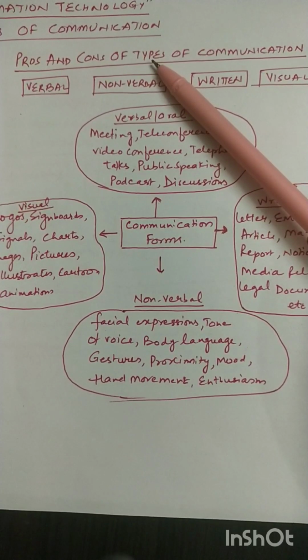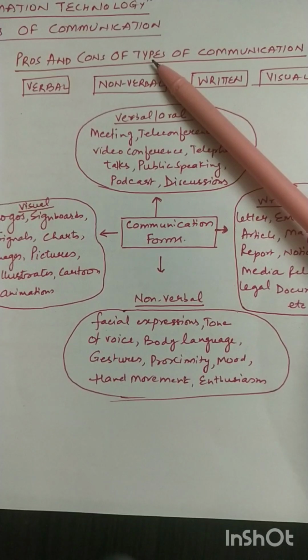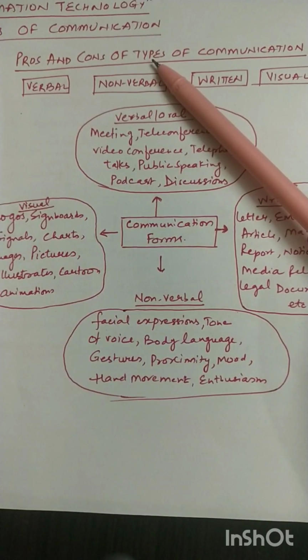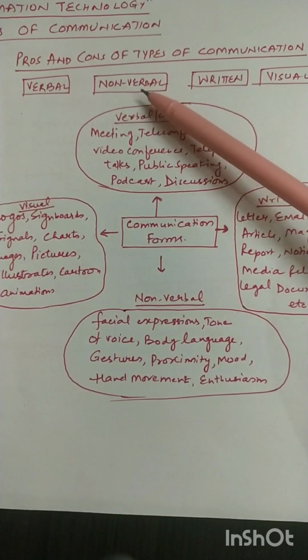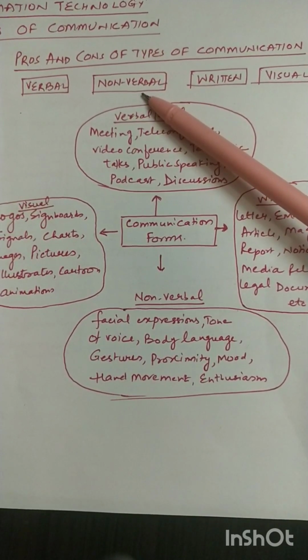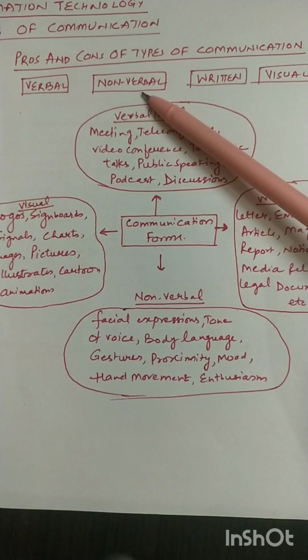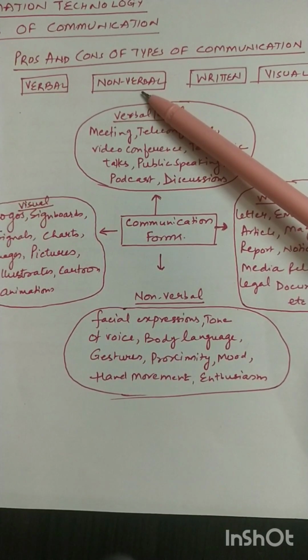So there is no language barrier as such, and it is very fast. What are the cons? Cons means the disadvantages. It is not suitable for a lengthy message. You cannot convey your lengthy message through non-verbal gestures. It is also an incomplete form of communication, so again, there are chances of misinterpretation.